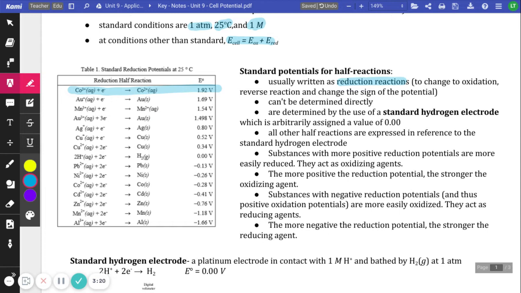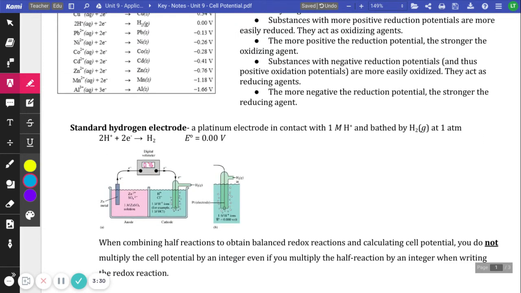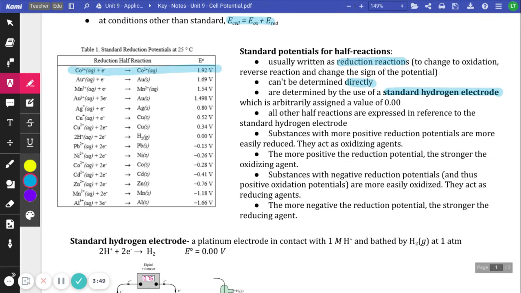Basically, we can't determine these directly, but we use a standard hydrogen electrode, which we have just assigned a value of 0. This is what the hydrogen electrode looks like. It's a platinum electrode that is coated in hydrogen, and we just say that its cell potential is 0. Using that, we can measure the volts it takes to get across, and that is how we are able to determine the reduction potential, or the cell potential, of the other ones. So all other half reactions are based on the standard hydrogen electrode.